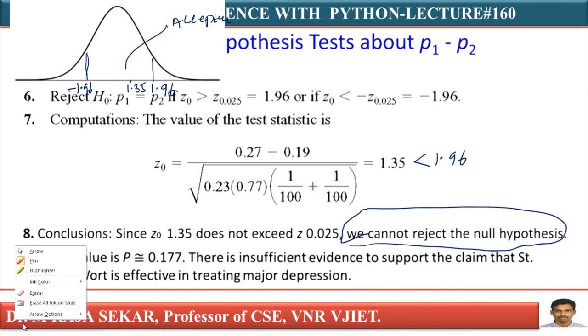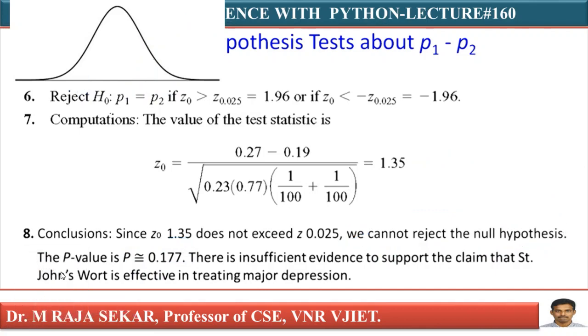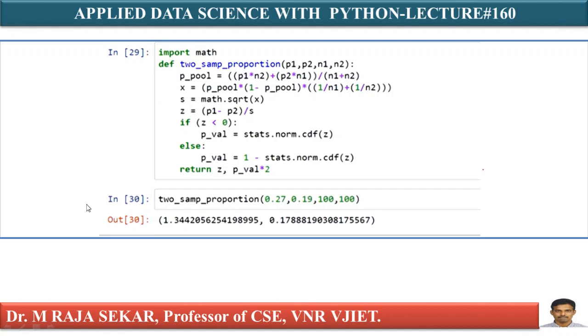Even you can apply the p-value approach. What is the value of p here? Anyway, how to calculate this p I will discuss. When you look at this p-value, 0.177, it is more than 0.05, isn't it? This is the p-value approach. We have to accept the null hypothesis. Accept H0. There is insufficient evidence to support the claim that St. John's wort is effective in treating major depression, isn't it? Just a simple one. How can I do it in a Python notebook? Even you can write Python code.